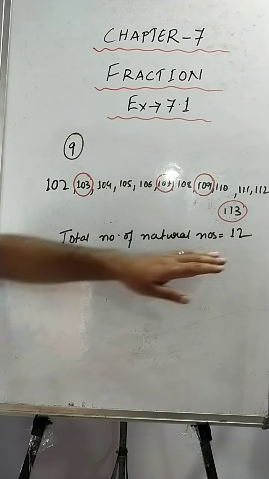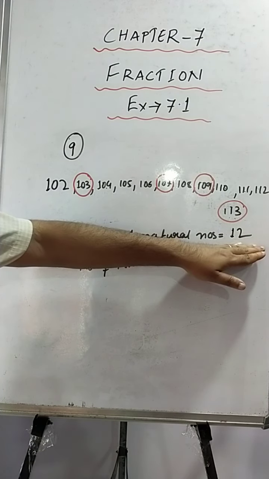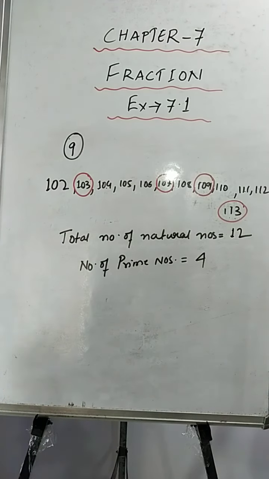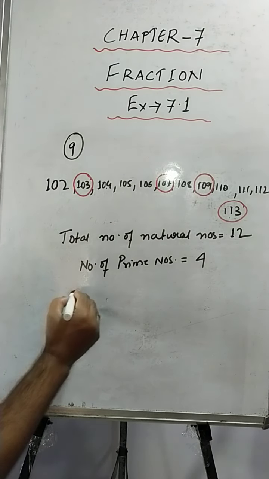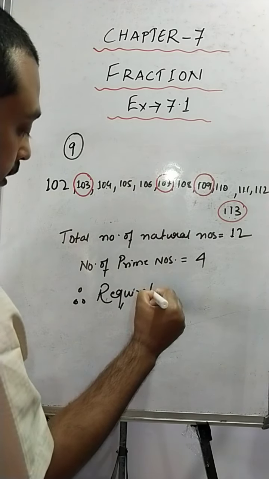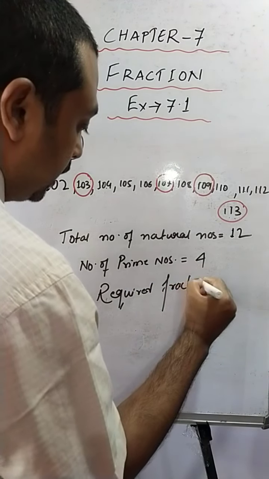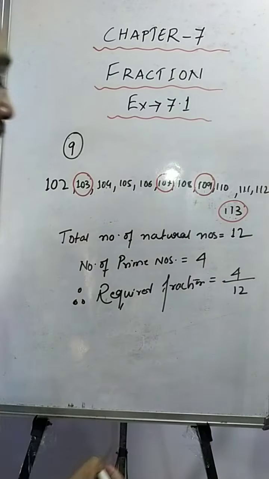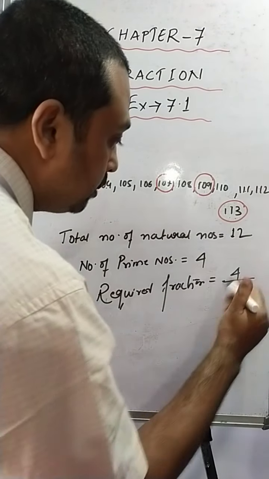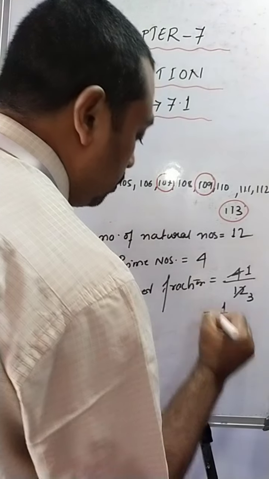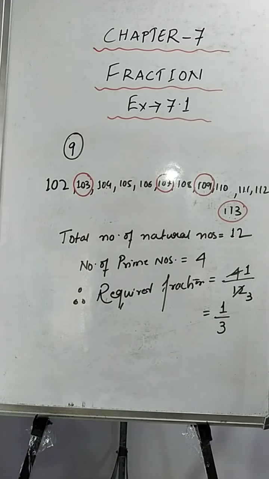Okay. So out of 12 natural numbers, there are only 4 prime numbers. Fine. So what will be the required fraction? So therefore, the required fraction would be, out of 12, how many prime numbers? 4. Now can we reduce this? Yes, we can reduce this. 4 ones are 4 and 4 threes are 12. That would be 1 upon 3. Okay, that would be 1 upon 3.